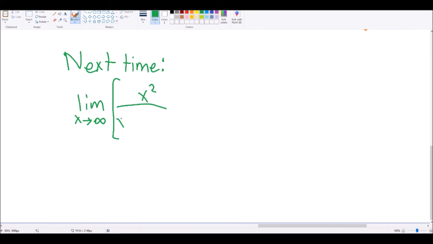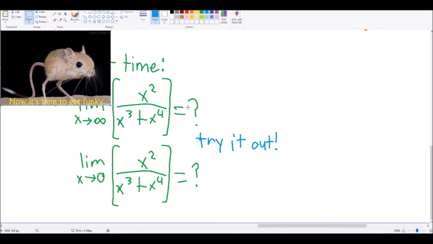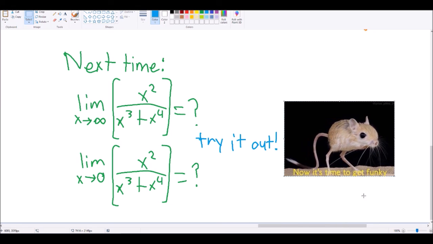Now we've just dabbled our toes into the big braining, and this is the start of what will eventually become the flowchart of how to solve every single limit you ever find. But next episode is going to be about funky limits, like x squared over x cubed plus x to the fourth. And eventually, we're going to get away from using these tables to find limits.